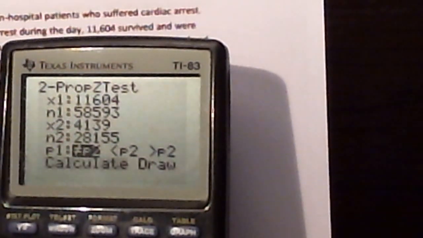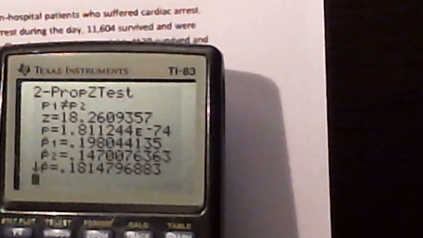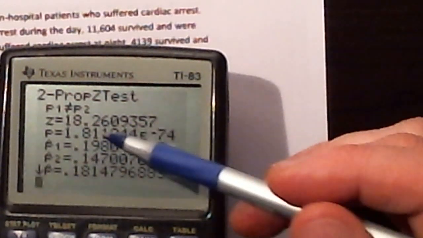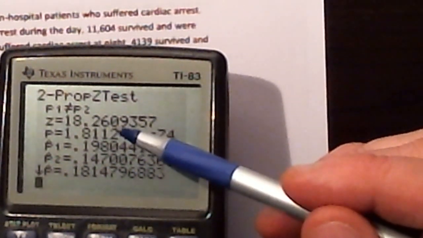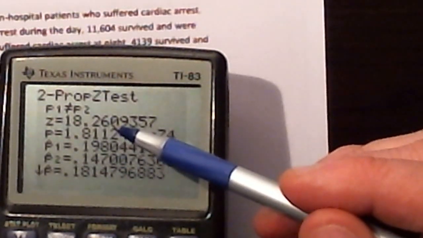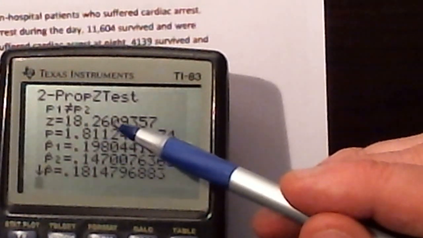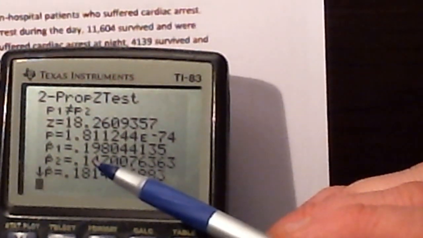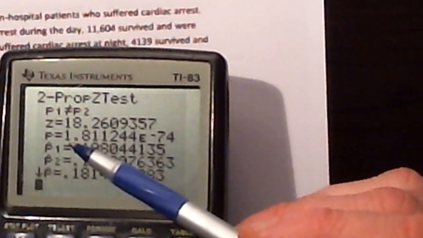So we hit enter to calculate, and of course, we get our output. Now, how to interpret the output here? Well, notice that the 18.26 and so on, that's our test statistic value that we computed manually when showing all 5 steps. Please check back with your notes. But the most important number on this entire screen, ladies and gentlemen, is the p-value. And notice our p-value is extremely small.